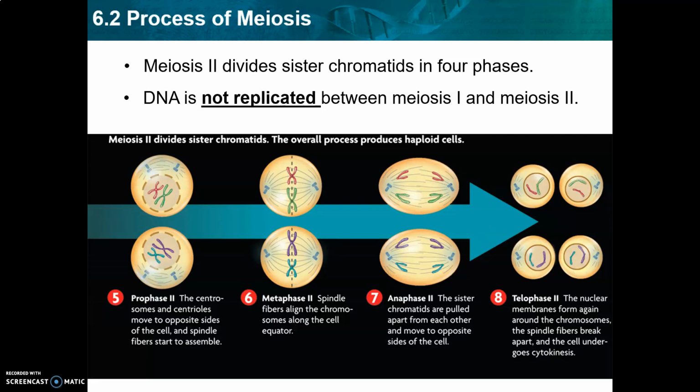So here's our diagrams of meiosis 2. We're going to start with prophase 2. And you will notice that this entire process here is pretty much mitosis. So look at prophase 2. We have DNA condensing into chromosomes, spindle fibers forming, and the nuclear membrane disappearing. All of that happened in mitosis.